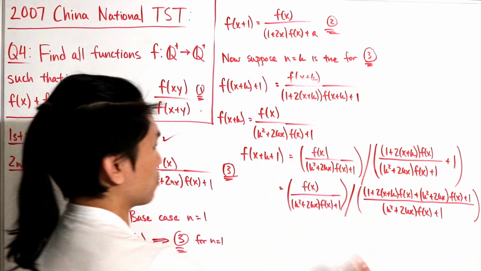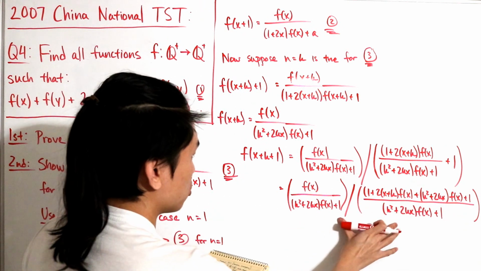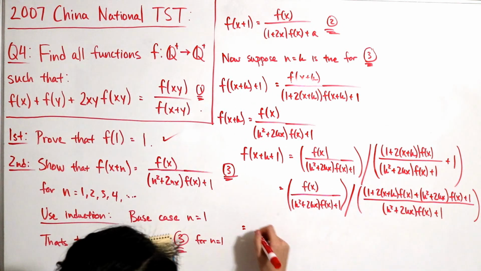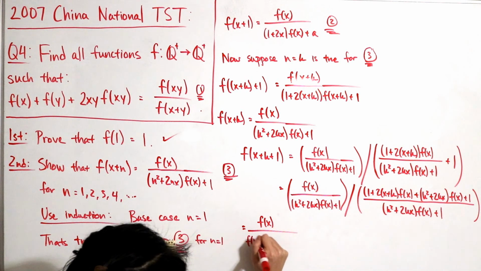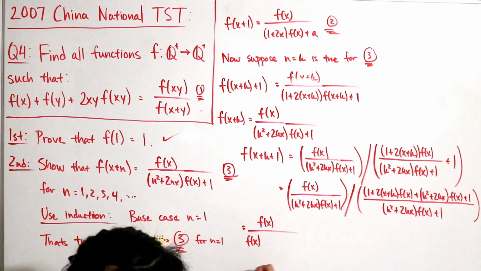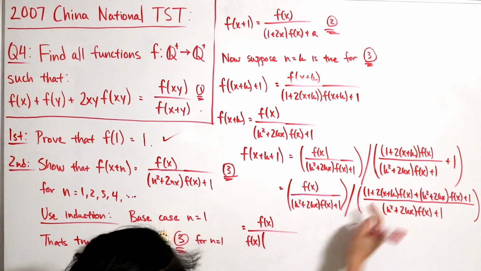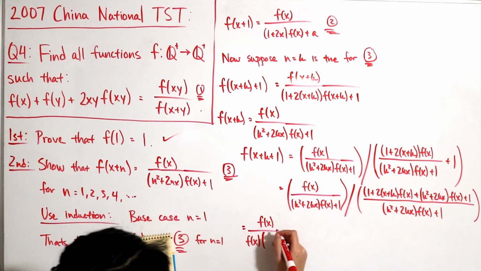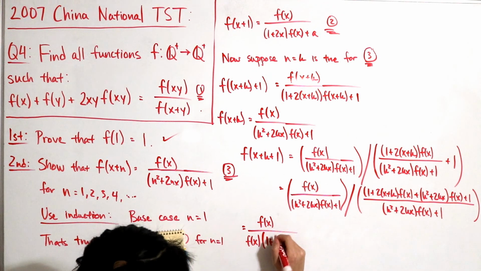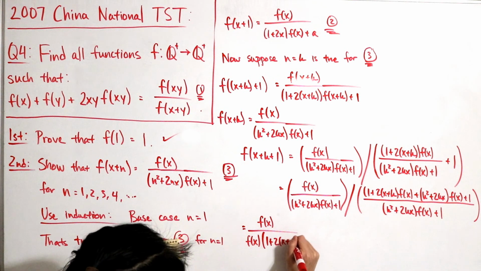Then you'll see that from the division, if you flip the reciprocal, these two terms will cancel each other out. So this is equal to f of x, and then we divide by, this will also be f of x. I just factor out the f of x from there. And don't forget about combining the terms as well. So after the factoring, we have 1 plus 2 times x plus k.